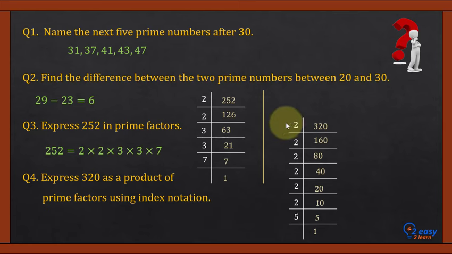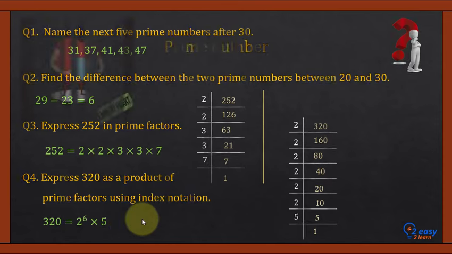So we'll check how many 2's there are. 1, 2, 3, 4, 5 and 6, and there is only one 5. So in index notation, 320 is equal to 2 raised to the power 6, because there are six 2's, and there is only one 5. So its answer is 2 raised to the power 6 times 5.